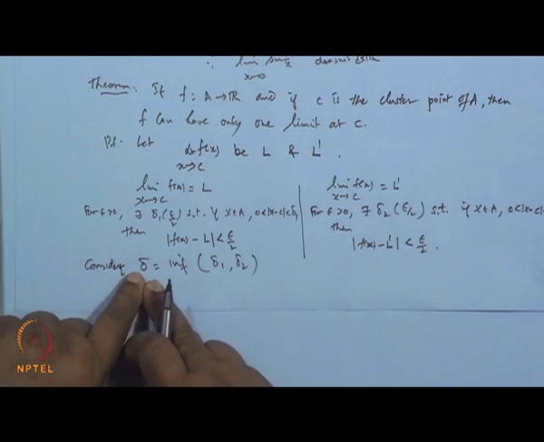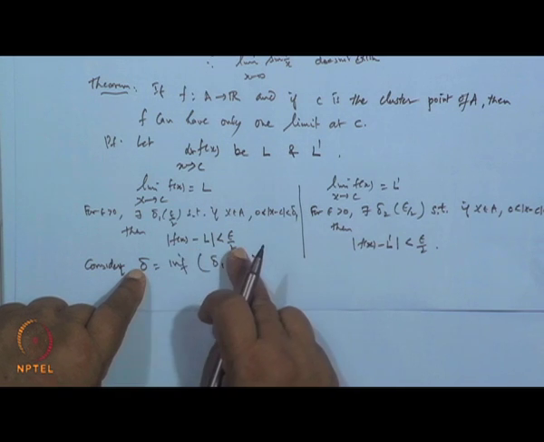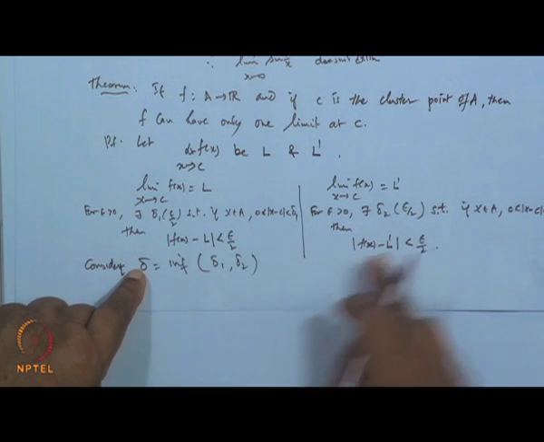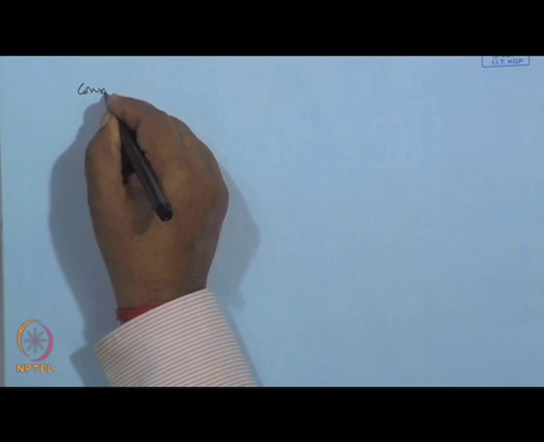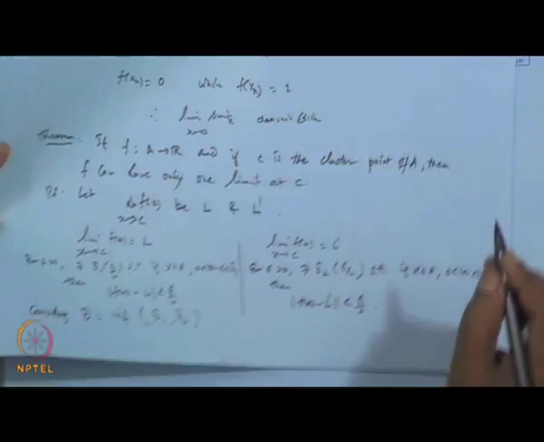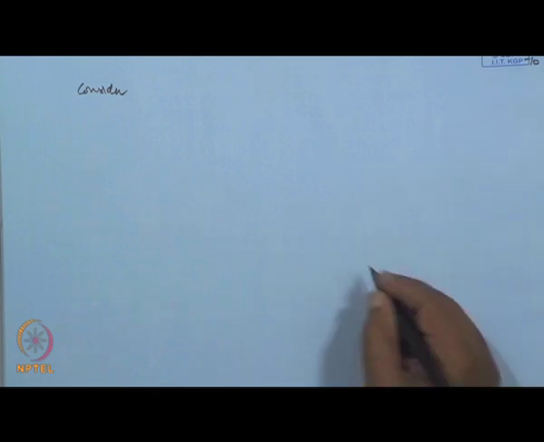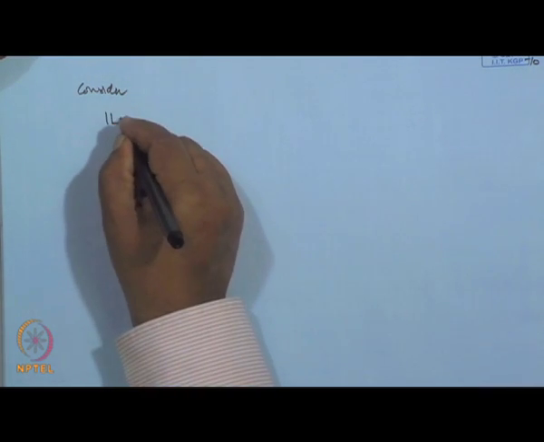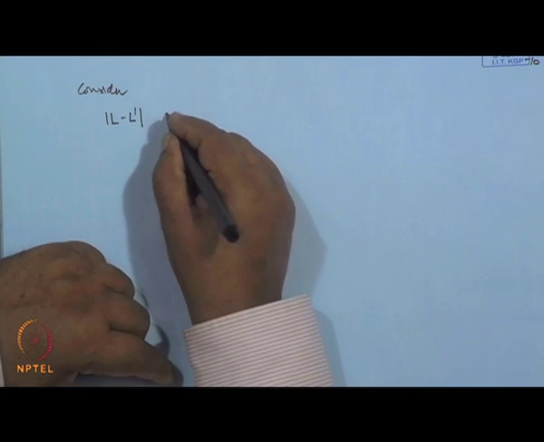So, if I replace delta 1 by delta, then this result will also hold. If I choose delta 2 as delta, again this result will hold. So, now consider mod of L minus L dash. Now, this is less than or equal to, add and subtract this.